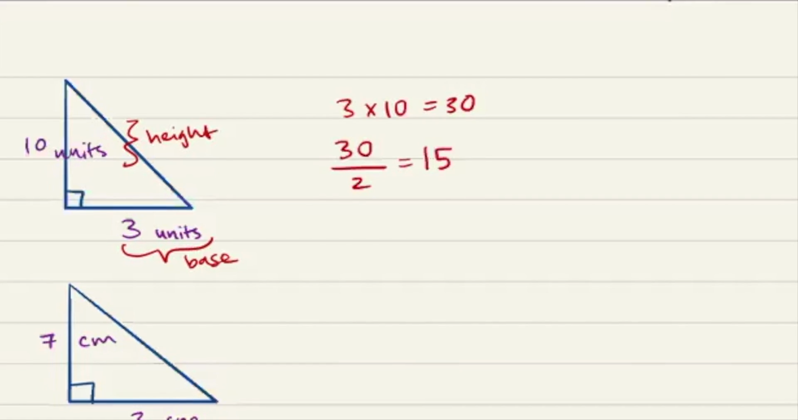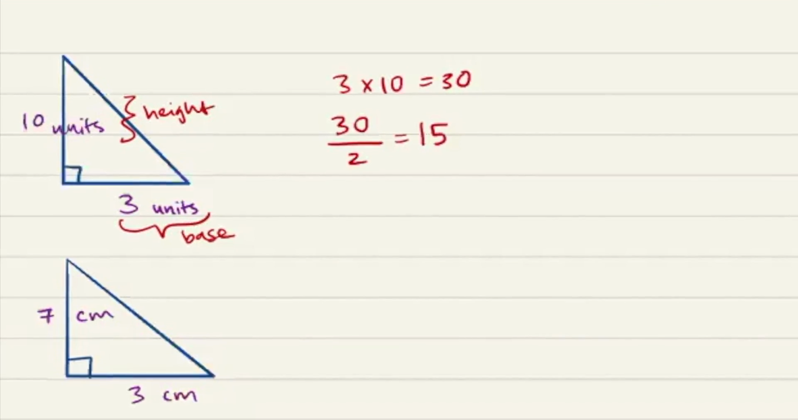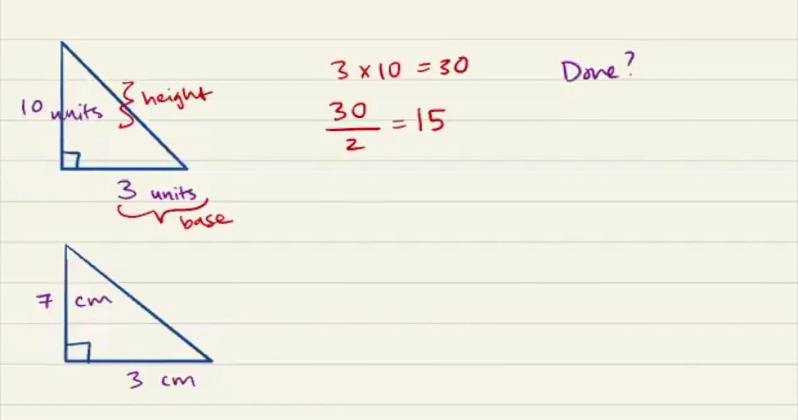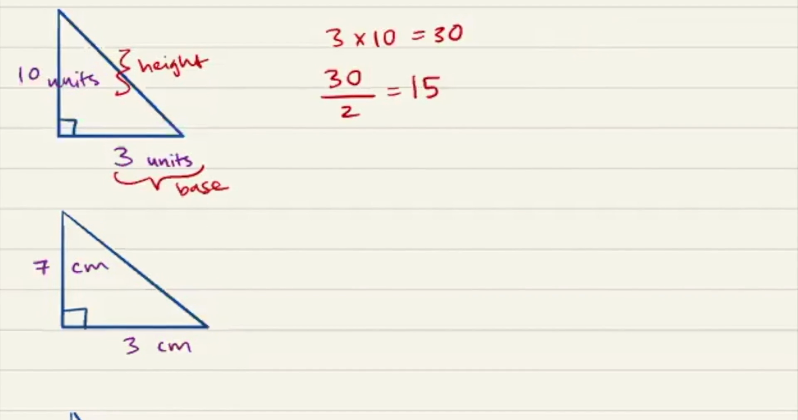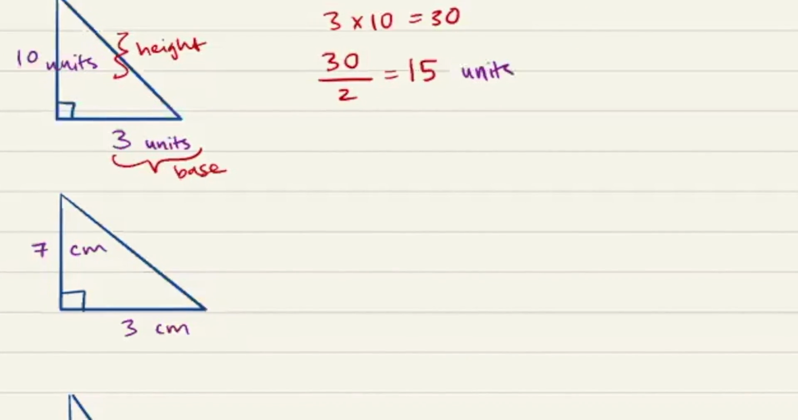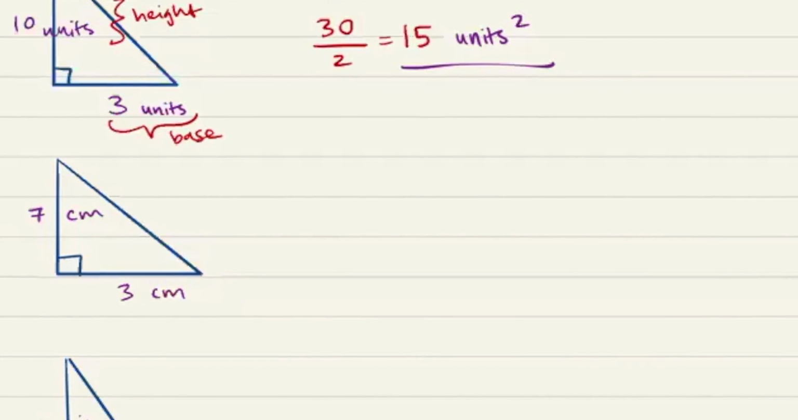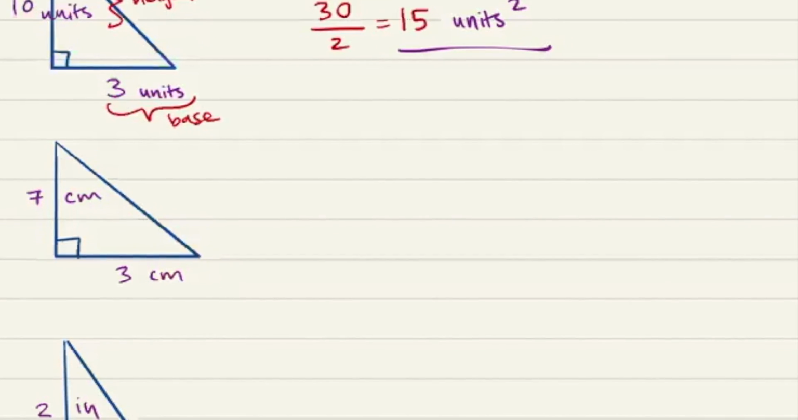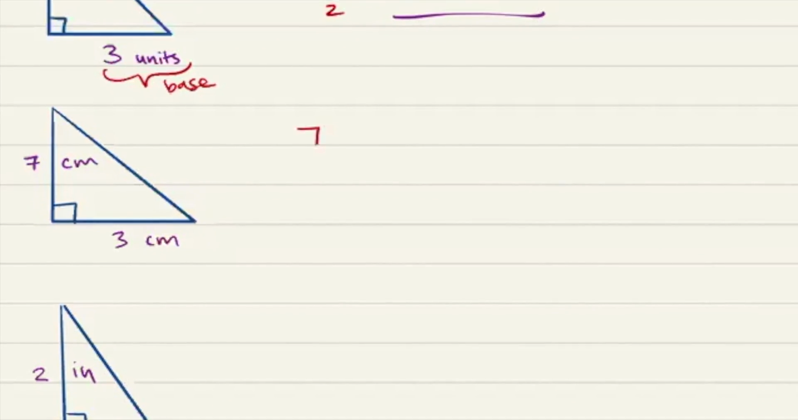Here, the leg lengths, the base and the height, are 3 and 10 units respectively. So, we multiply them together to get 30, then divide by 2 to get 15. But are we done here? Not quite. When doing area calculations, you always have to make sure that you specify the units, and in this case, our area would be in the form units squared. If you don't understand why, please check out the video on dimensional analysis and units.